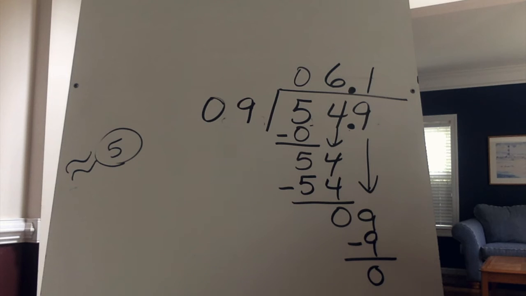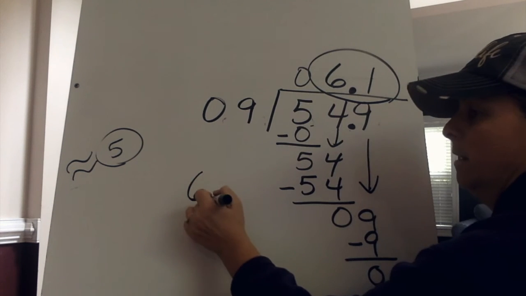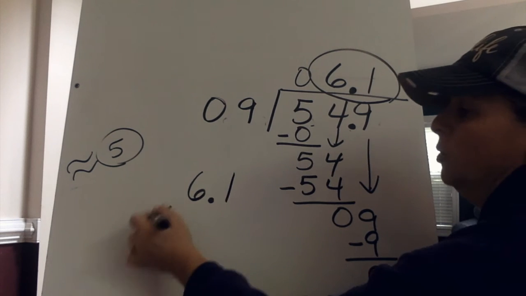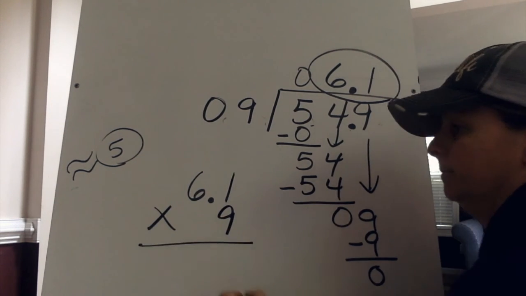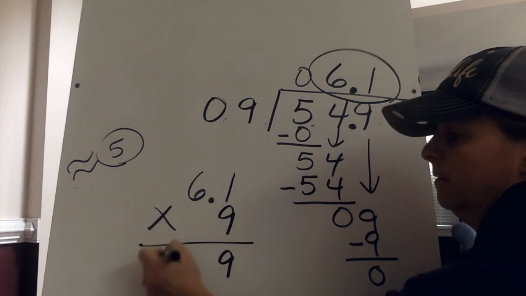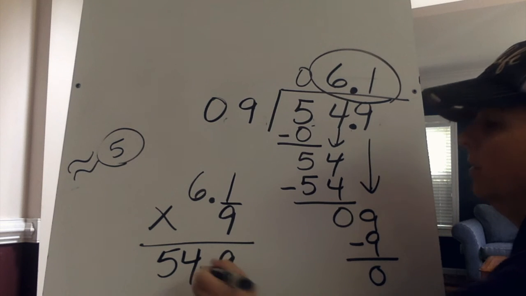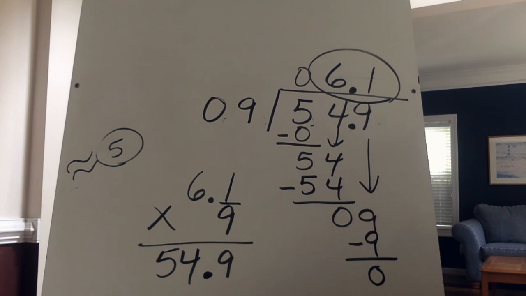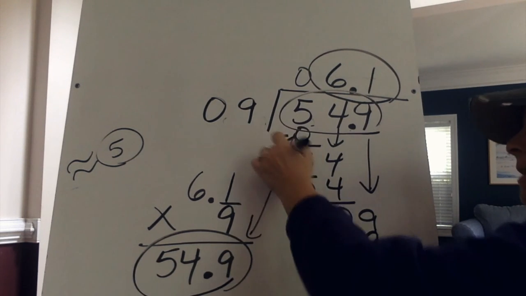How would I check this problem if I wanted to check? Take your quotient and multiply it by your divisor. 9, 54, 1 spot behind the decimal, 1 spot behind the decimal. And that's it. I know I'm correct if those two match.